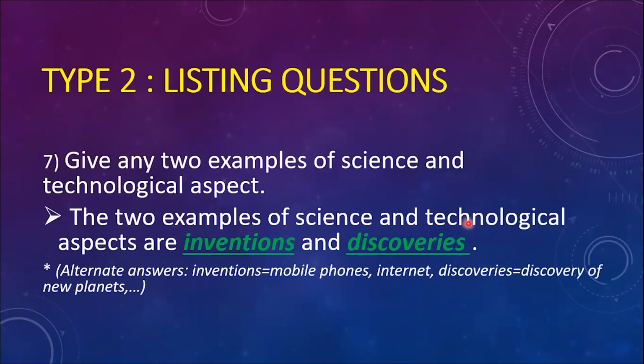The 2 examples of science and technological aspects are inventions and discoveries, or other alternative answers also you can give. Either you say invention, or you can give specific other examples like mobile phones or internet. Either you can say discoveries, or you can say discovery of new planets or other things in the world.